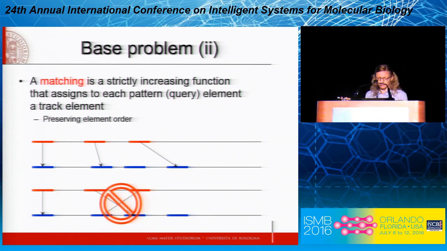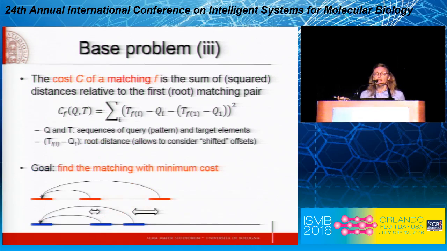So with this in mind, we are ready to present our base solution, which is based on a cost-based approach, a quite usual approach in similarity search. What we want to do is to define a cost as the sum of distances relative to the first matching pair, let's say the first one. So everything is computed with respect to the first match of our pattern.